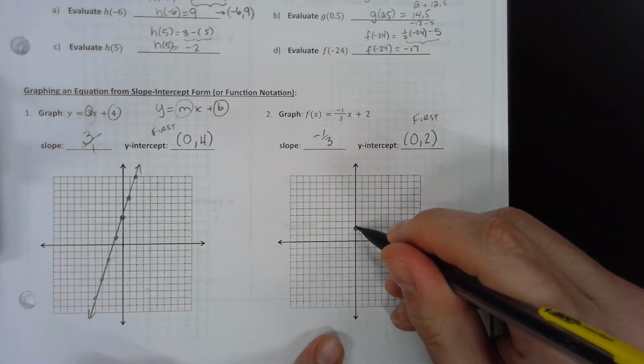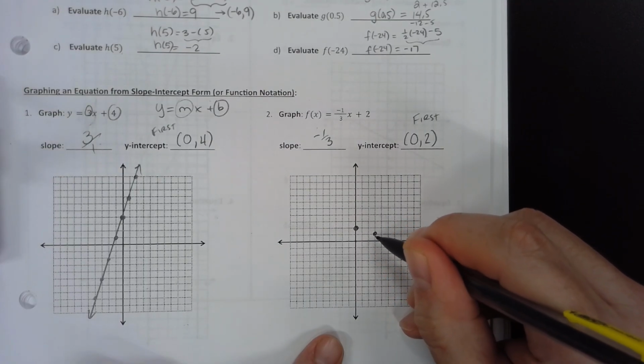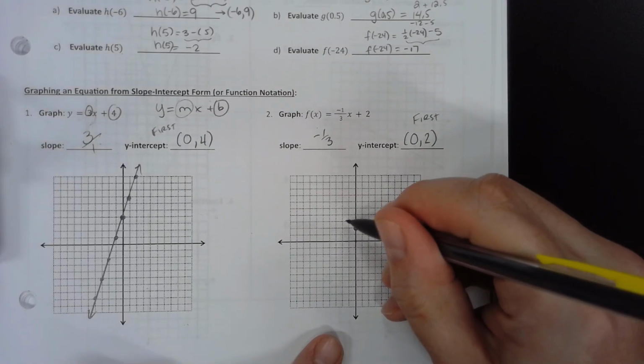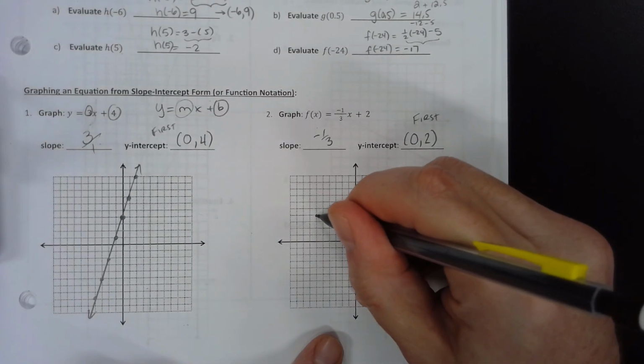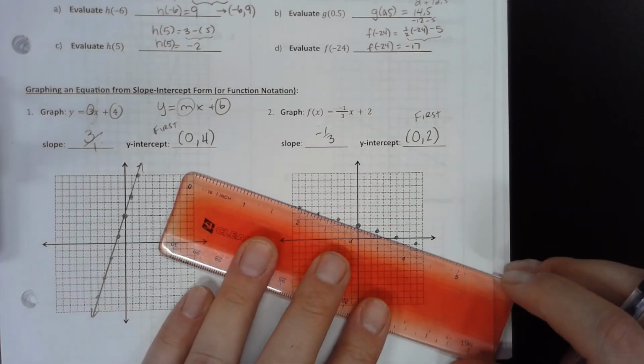And if our slope is negative 1/3, it means we're going to go down 1 and 3 to the right. Down 1, 3 to the right. And then we can reverse by going up 1 and 3 to the left. Connect all of our points.